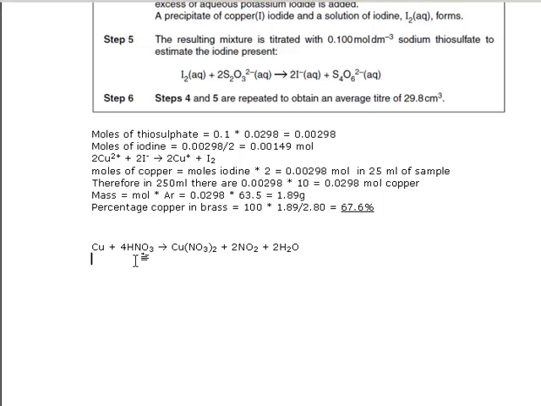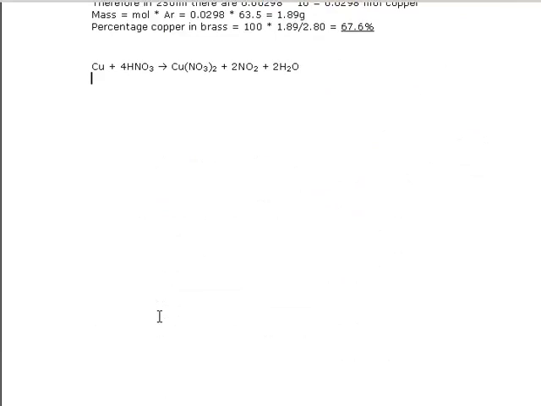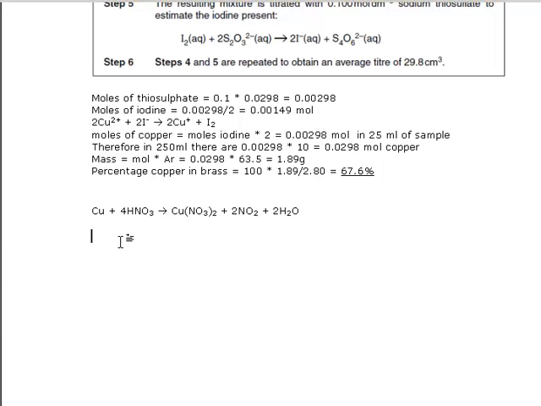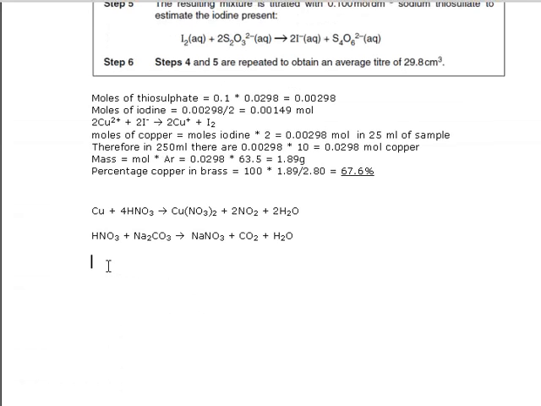Now we get rid of the excess by reacting it with sodium carbonate solution. And so we take the nitric acid and react it with sodium carbonate. Now this unfortunately is going to put excess carbonate ions into the system, which are going to react with the copper. They're going to produce a precipitate of copper carbonate. Now this is not a huge problem. It just means that some of the copper carbonate is taken out as a solid.